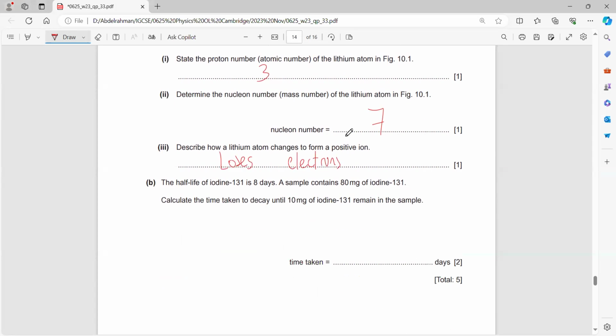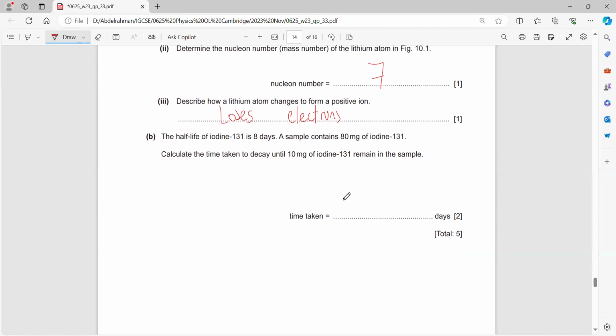Okay. The half-life of iodine is 8 days. A sample contains 80 milligrams of iodine. Calculate the time taken until 10 milligrams of iodine remain in the sample. Half-life. Let's go. Very basic question for the half-life. Tell me, what should we do?